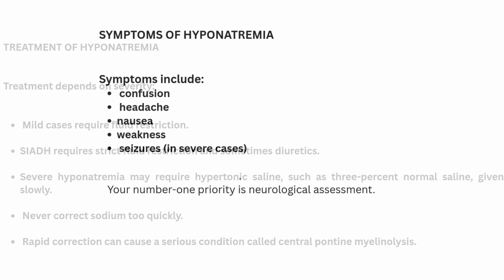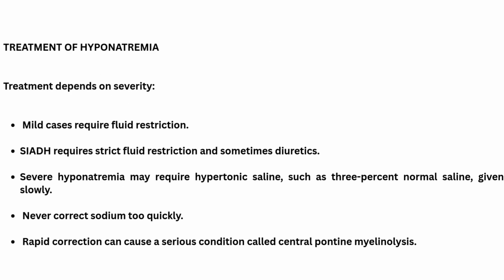Treatment depends on severity. Mild cases require fluid restriction. SIADH requires strict fluid restriction and sometimes diuretics. Severe hyponatremia may require hypertonic saline, such as 3% normal saline, given slowly. Never correct sodium too quickly. Rapid correction can cause a serious condition called central pontine myelinolysis.